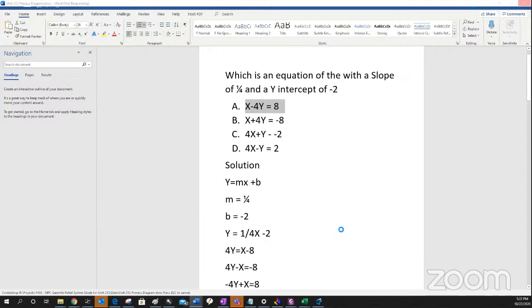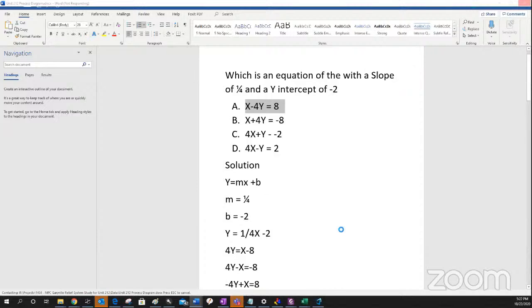So you got y equals 1/4 x minus 2. From there, what did you do? I subtracted 1/4 x on both sides, so then I got negative 1/4 x plus y equals negative 2. Okay, you can do that too. I multiplied the whole equation by negative 4, and the negative 4 crossed out the 4 in the negative 1/4.